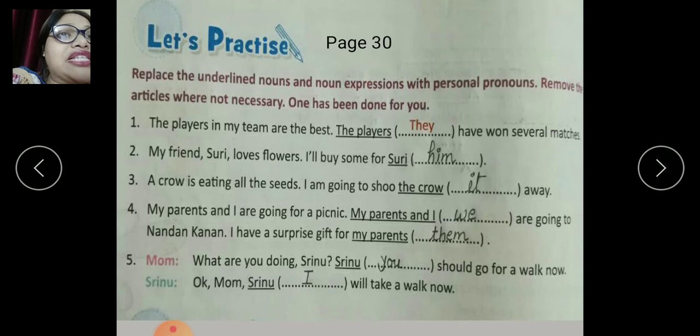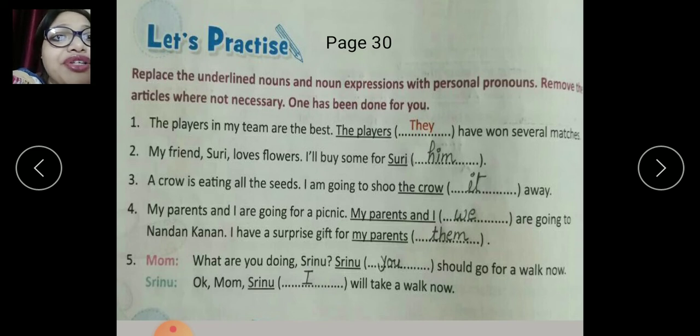So here, children, this is page number 30 from your book, where you need to replace the underlined nouns and noun expressions with personal pronouns. See, the first one is done. The players in my team are best. The players, this expression is changed to they.